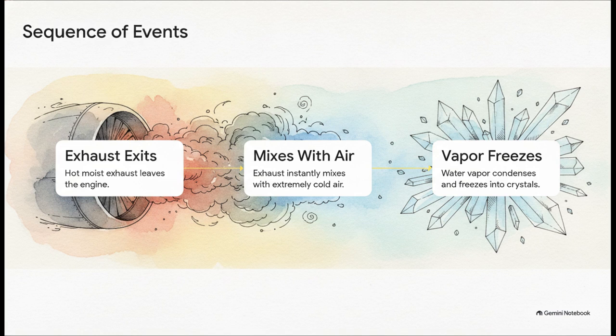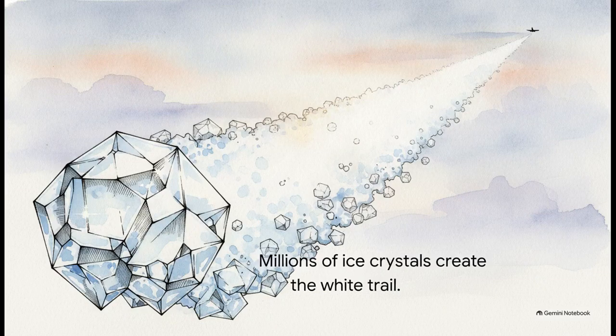But it doesn't just turn into liquid water. No, it's so incredibly cold up there that it bypasses that completely and freezes solid into tiny ice crystals. The water vapor is literally shocked into a frozen state in a fraction of a second. And this brilliantly illustrates the grand scale of what we actually see from the ground.